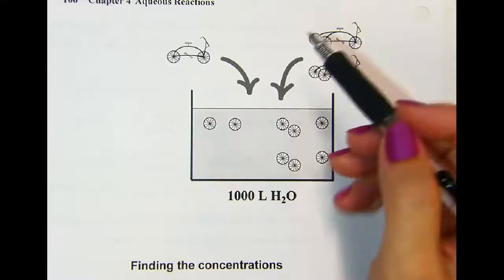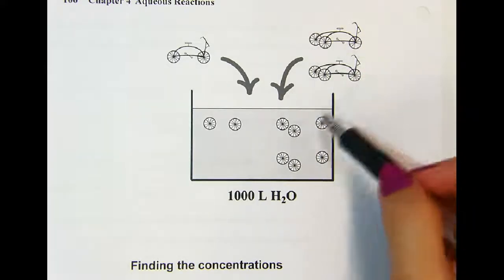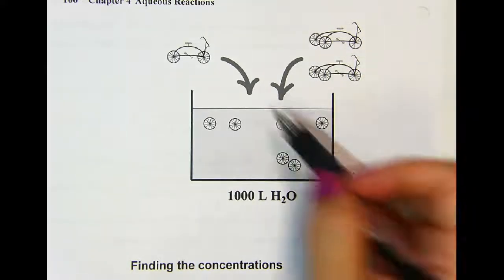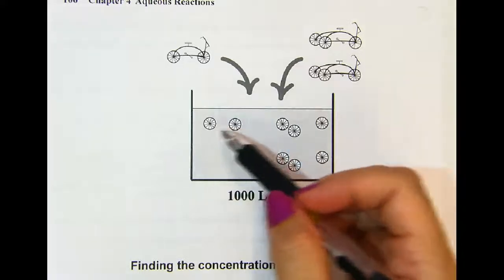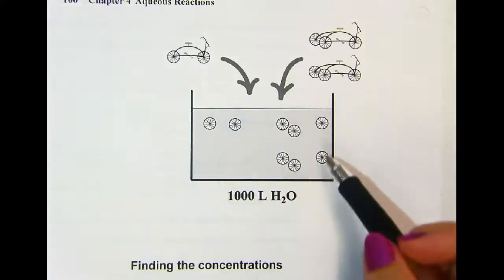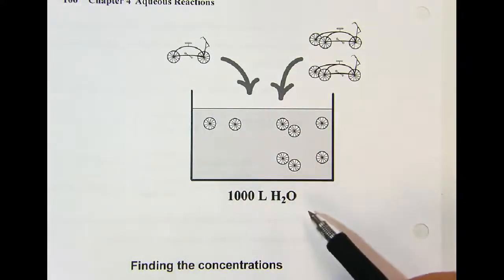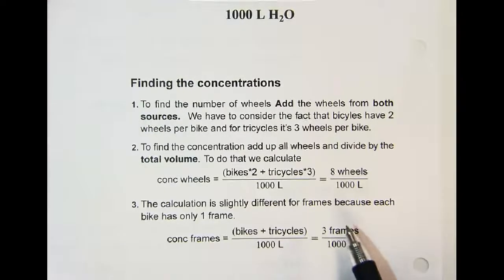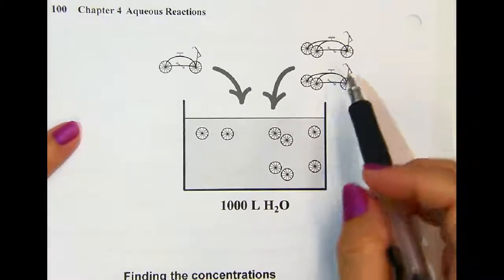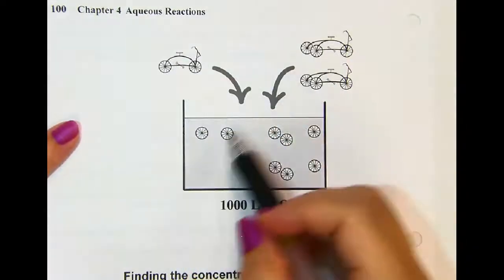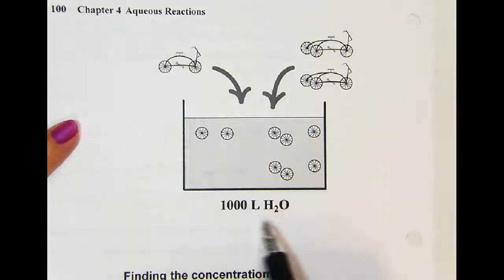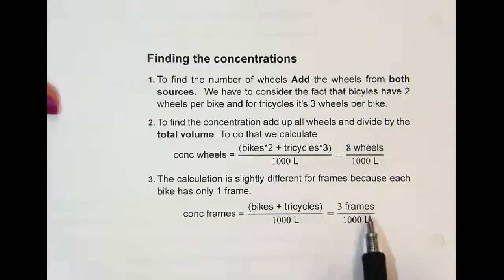To do that, we calculate 1, 2, 3, 4, 5, 6 wheels that we get from the tricycles, 7, 8 wheels added to what we get from the bicycles. So we have 8 wheels for every 1,000 liters worth of water. And so this would be our concentration of the wheels. The calculation is slightly different for frames because each bike has only 1 frame. And so here I would add up 1, 2, 3 frames, and it would be 3 frames per every 1,000 liters of water total in order to determine the concentration of the frames.